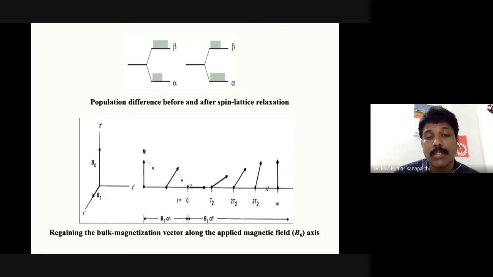But then the moment you switch it off, it goes back to its original position. This process of re-establishing the original state, what we call the spin lattice relaxation. You have magnetization rotating in the xy plane, going back. So this relaxation, we call it the spin lattice relaxation.